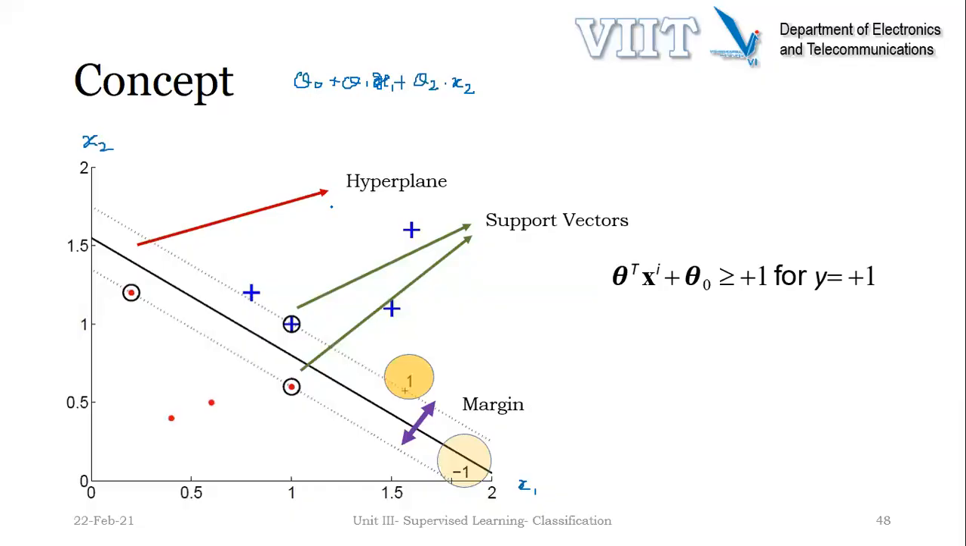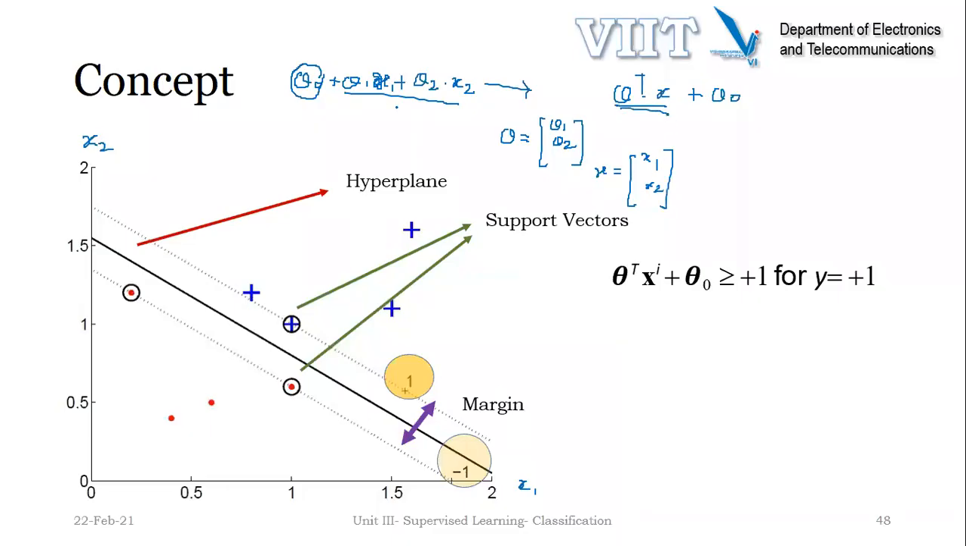So how is this mathematically written? In general form, this mathematical model could be written as theta transpose x plus theta 0. We know that theta 0 is a bias, and theta transpose x is a dot product. So I have theta vector, theta 1, theta 2, and features or data points as x1 and x2. This theta transpose x actually represents theta 1 into x1 plus theta 2 into x2. It is as simple as that. If I take a transpose of this and multiply with x, I get this equation back. So this is a general way to write the model.